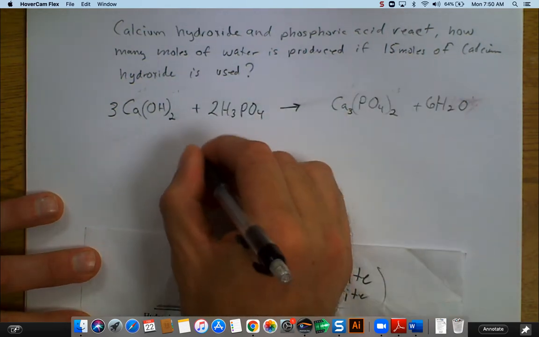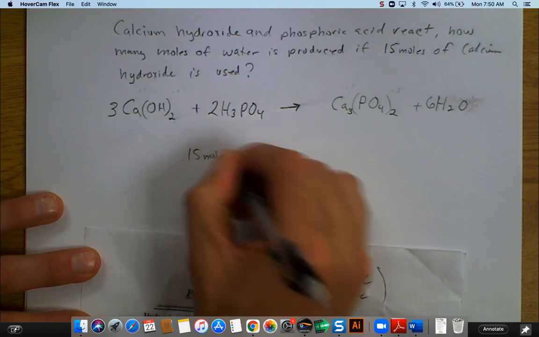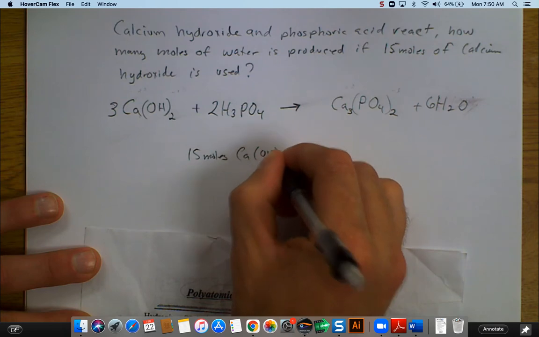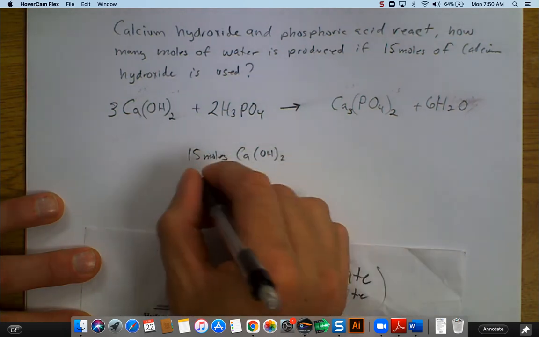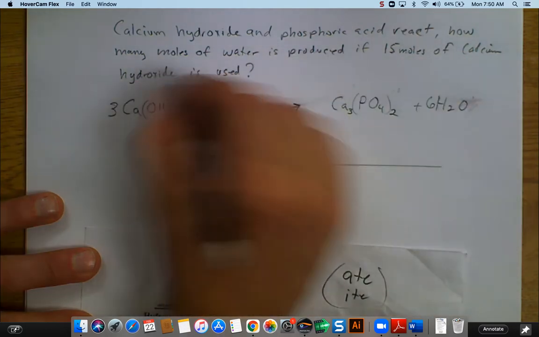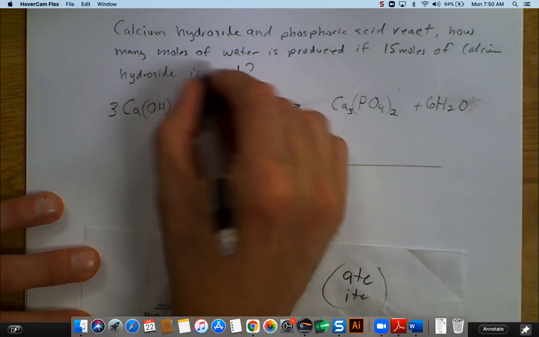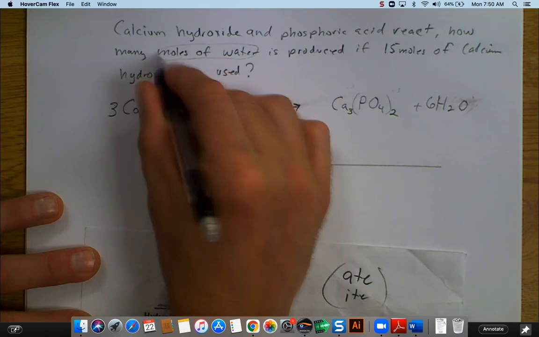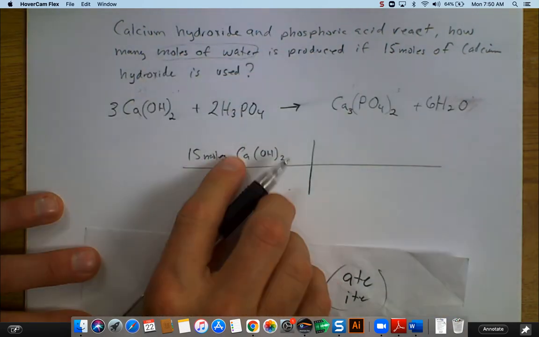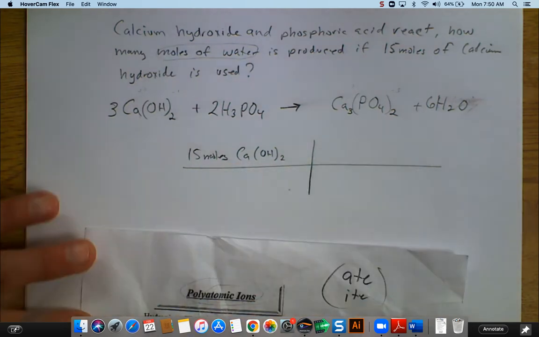So here I go. I got 15 moles of calcium hydroxide. So I'll go ahead and write that there. And what I want to do is convert that to moles of water. So this is what I want to get. My end right here is moles of water. So I'm starting with moles of calcium hydroxide, and I'm going to end up with moles of water.